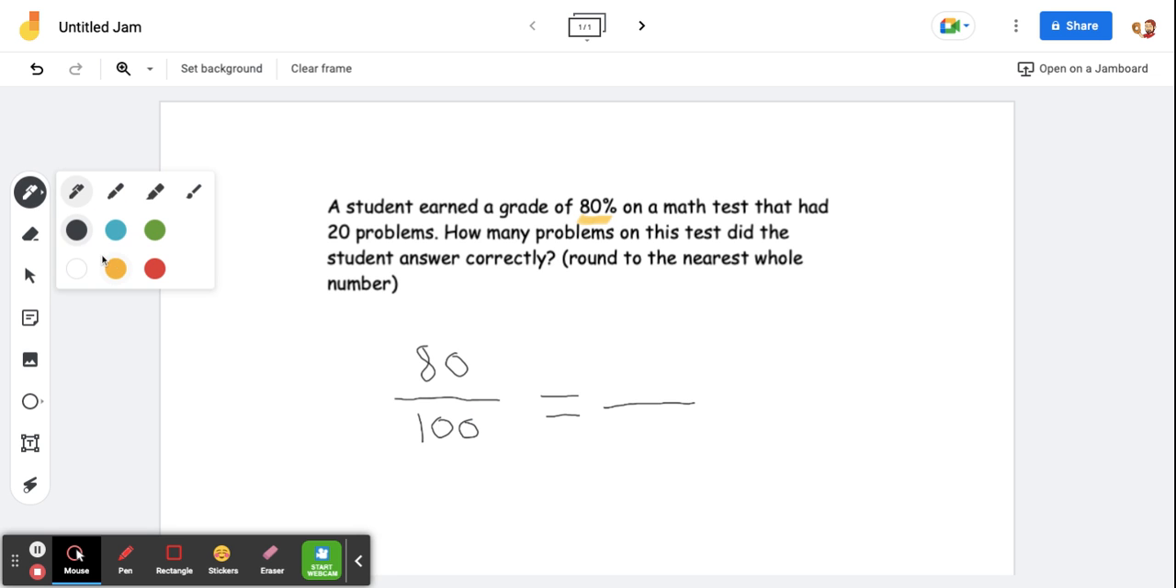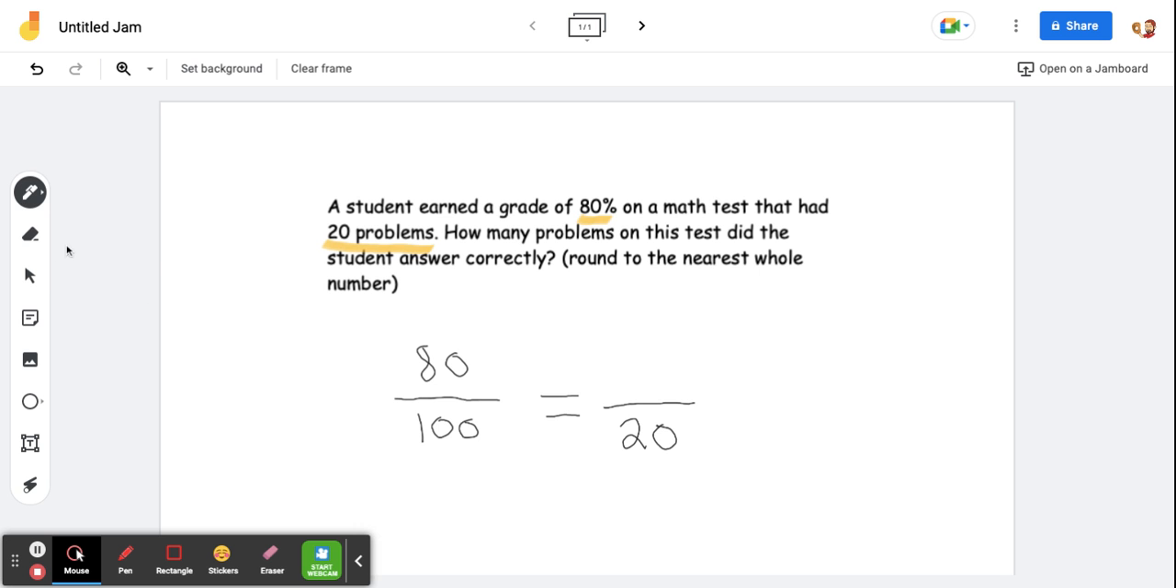Okay. The second thing to look at is over here, we're going to do our part and our total. Part and total. Okay. In this case, the test had 20 problems. Okay, so that would be our total since the test has 20 problems. So I'm going to put the total on the bottom.